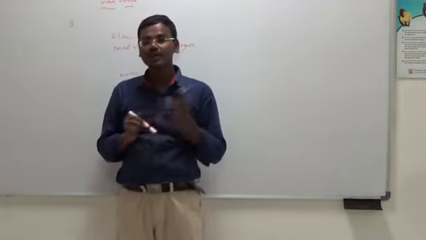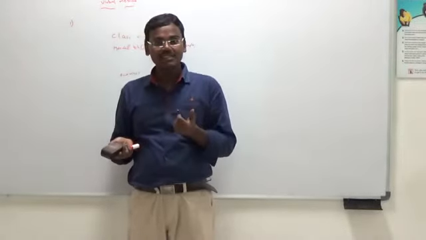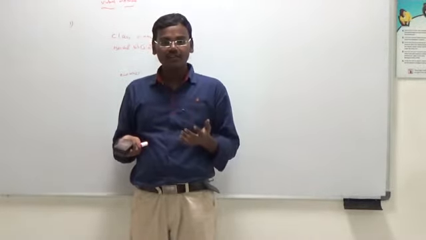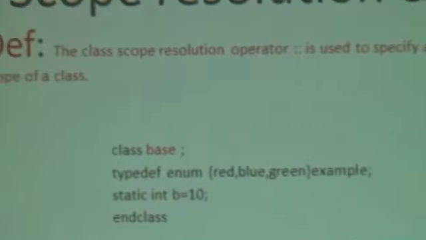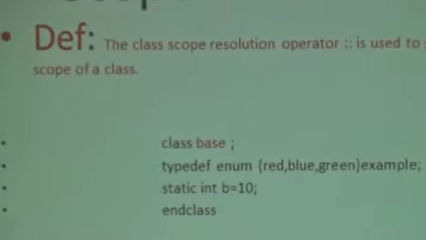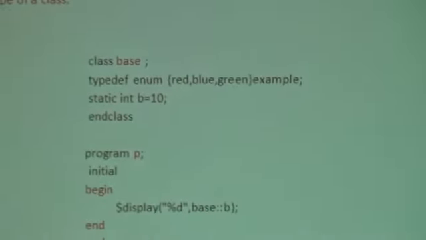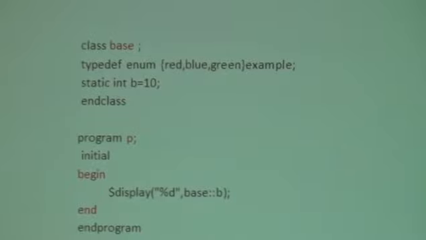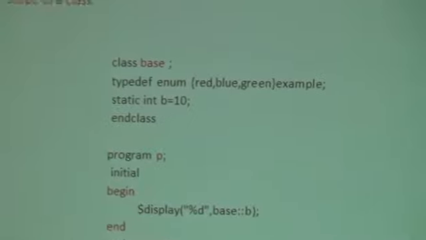So the scope resolution operator is mainly used to access the methods or properties declared with the keyword static, and to access any identifier defined within the scope of a class. Let us look at the scope resolution operator in my slide. It is used to specify an identifier defined within the scope of a class. Let us look at an example like this. There is a class base. In this base we have typedef enum red, blue, green, and example. Example is the name of my enum. In this I have got static int b equal to n, and it is the end class, and this is all the basic construct of my class.